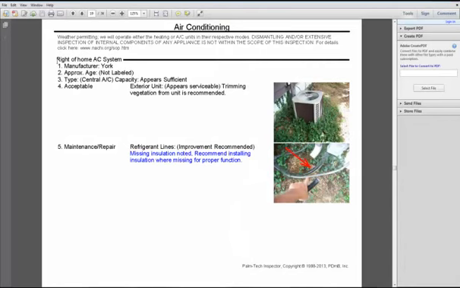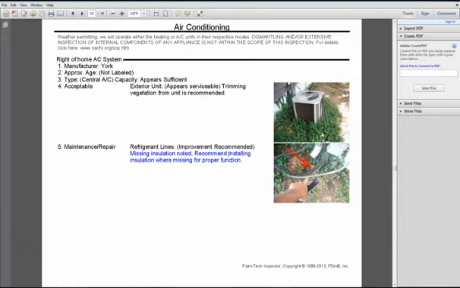Here's the air conditioning unit finalized in PDF form. We have the title, air conditioning. Below that we have any disclaimers that you would like to put into your report. We have the location of the unit, the name brand, the age was not labeled, the type was a central AC unit that appears sufficient for the home, the exterior unit was acceptable, with the exception of trimming the vegetation around the unit, which was a minor concern.